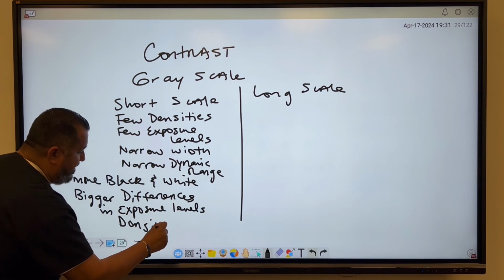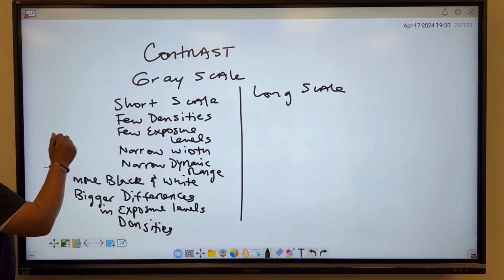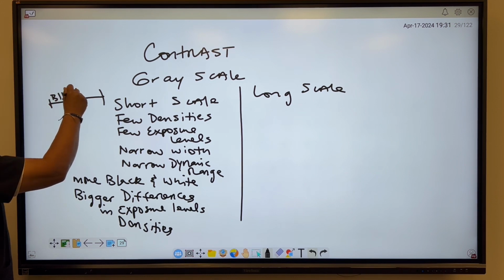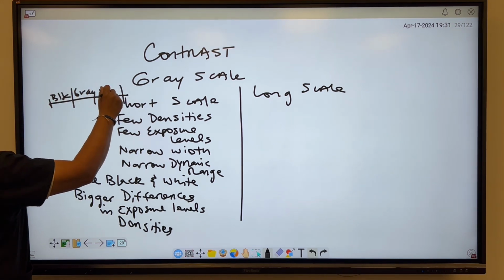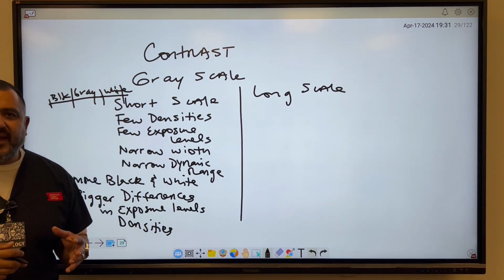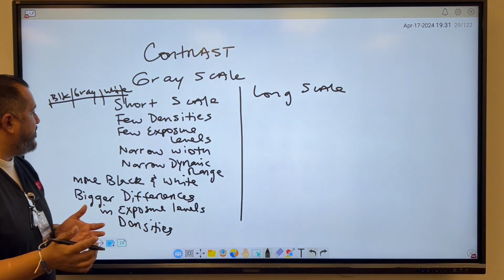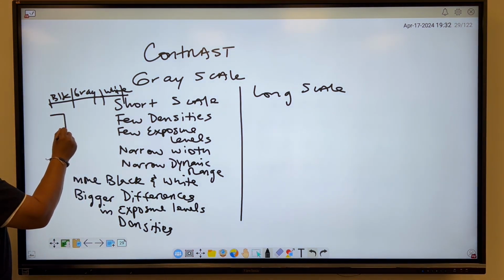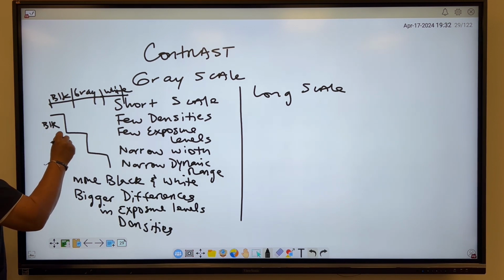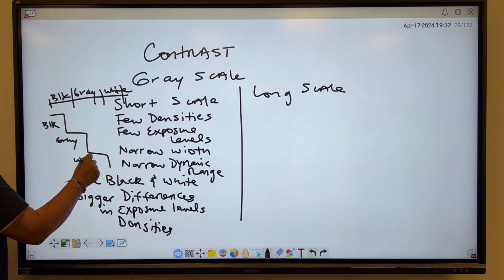So if you looked at it in terms of a scale, it would be, let's say, black, gray, and then white. You're not going to have very many densities. Black, gray, and white. That's it. So if you looked at it in terms of steps, they're going to be big, giant steps. Again, black, gray, and white.